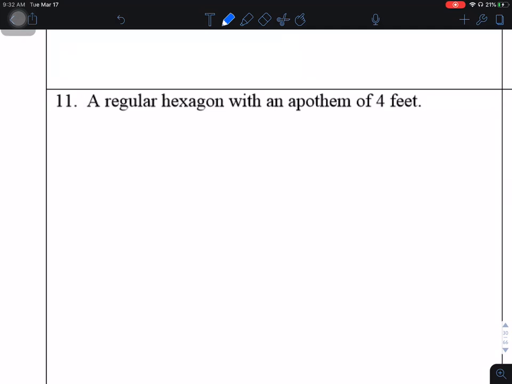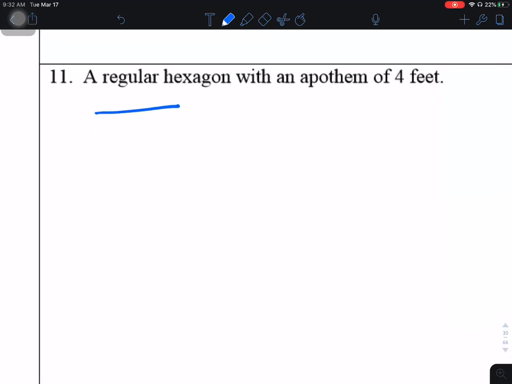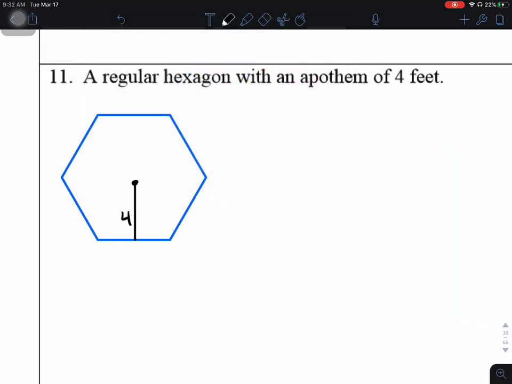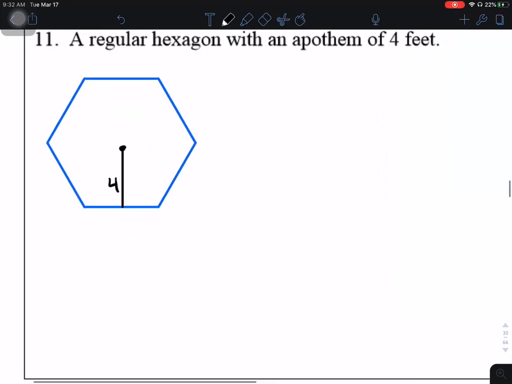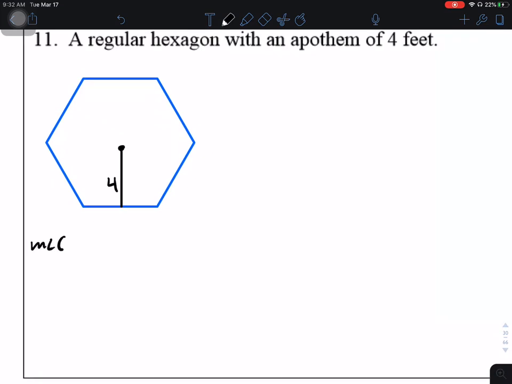Number 11. Regular hexagon with an apothem that's 4 feet. To do this, we would definitely want to know what the perimeter is. Since we know nothing about the sides, we can't find the perimeter till we know a central angle. 360 divided by the number of sides. There are 6 sides. The central angle is 60.